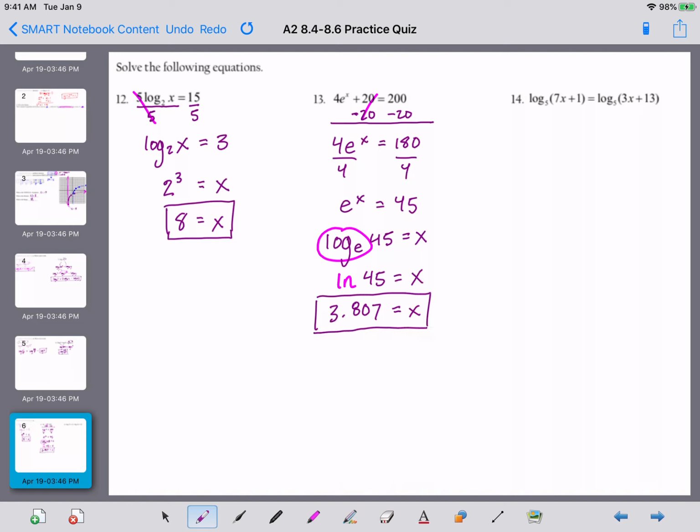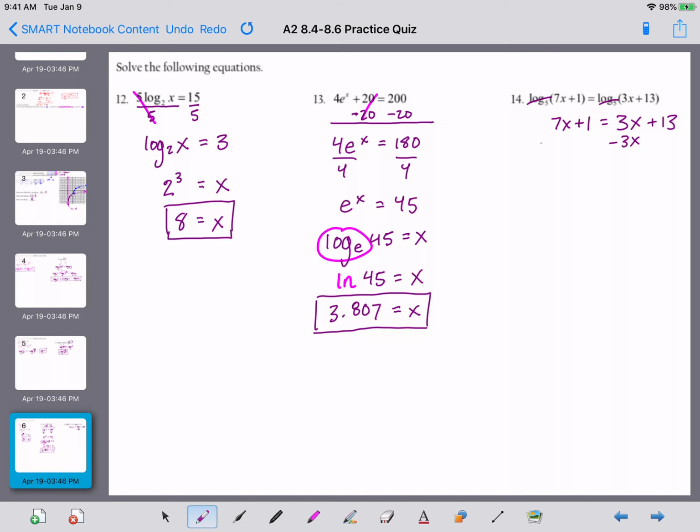Okay, and 14 is actually probably the easiest of these three, so we'll leave off with a not too tough one. Notice that in each of these logs, the base is 5. So if the base is the same in the logs, you can kind of just cancel them out. And then we can just say the stuff after each log is equal to each other. So in this case, 7x plus 1 is equal to 3x plus 13.